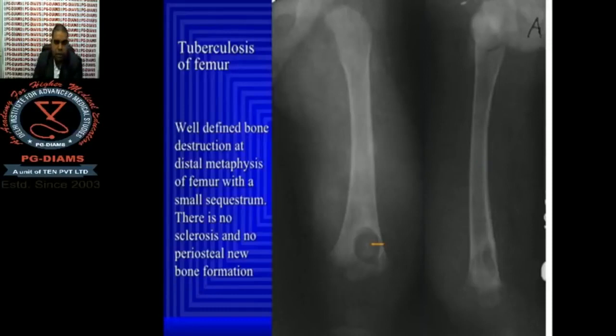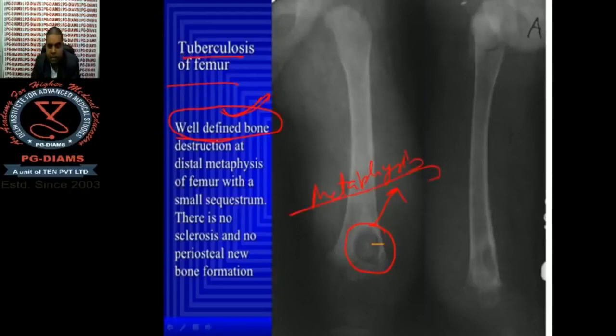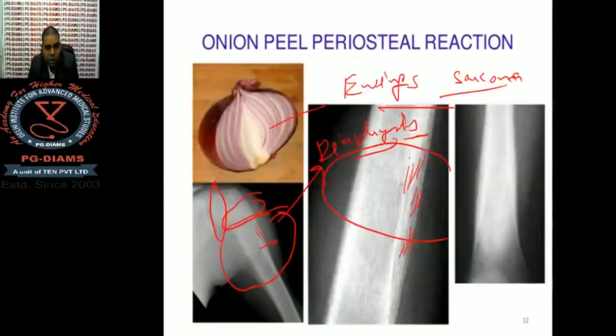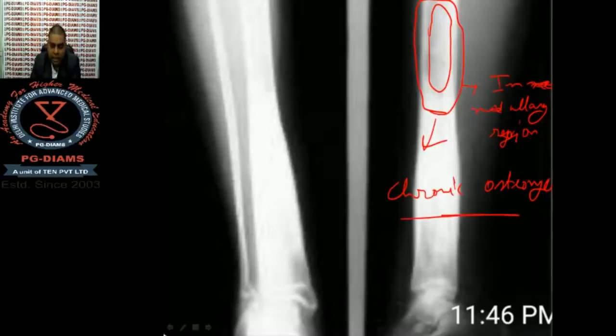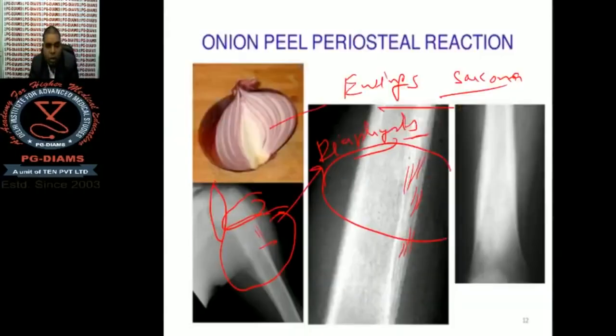Now look at this tuberculosis of the femur. For tuberculosis, it has to fulfill two things. One, it should be a well-defined lesion. Second, it should be at the metaphysis. So now you are sure that this is chronic osteomyelitis. Why not TB? Because in TB it would have been well defined and present at the metaphysis only. But chronic osteomyelitis can present at any site and need not be well defined.